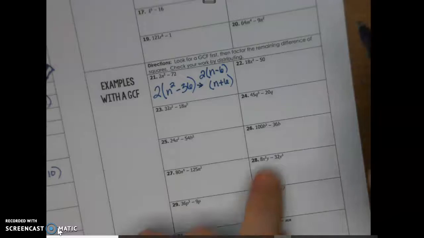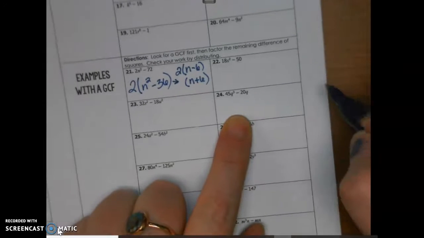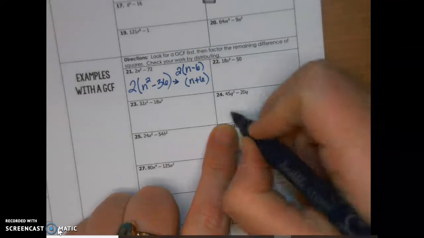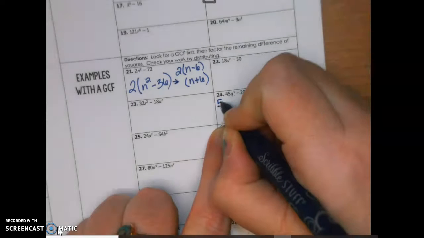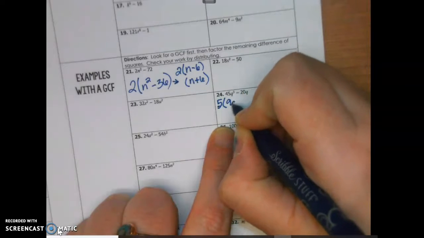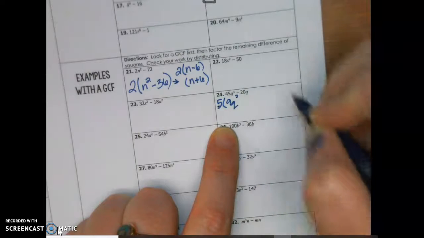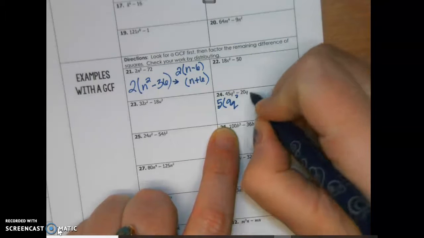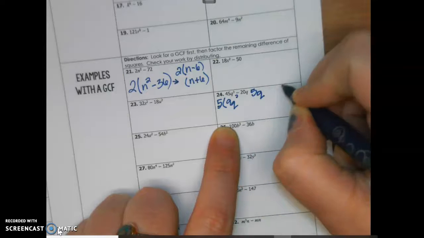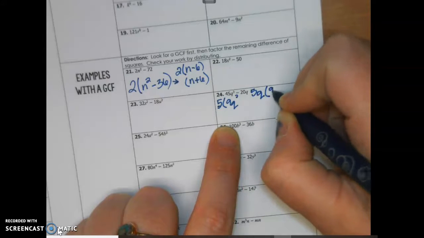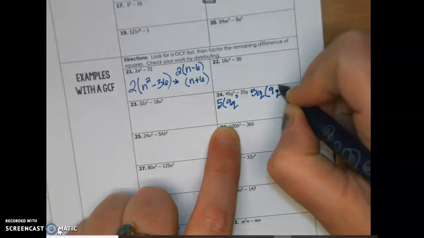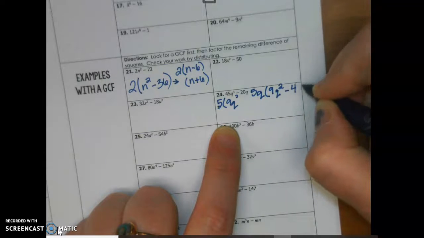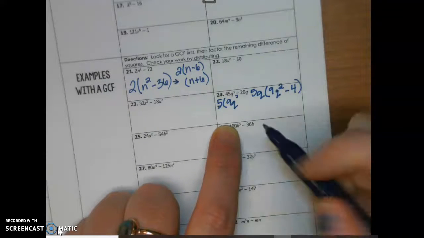Okay? Look here at this one, 24. You can pull 5 out of both of those, right? Okay, so if I pull 5 out, then I get 9q. Oh, wait a minute. Not just 5. Look at this amazingness. 5q. Then I'm going to have 9q squared minus 4. Because my q went away because it came out here.